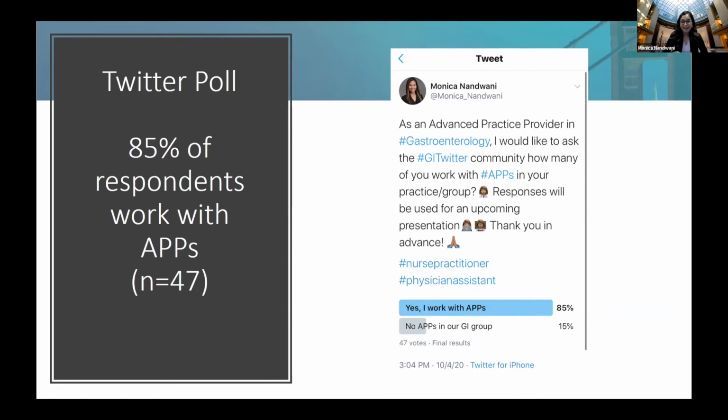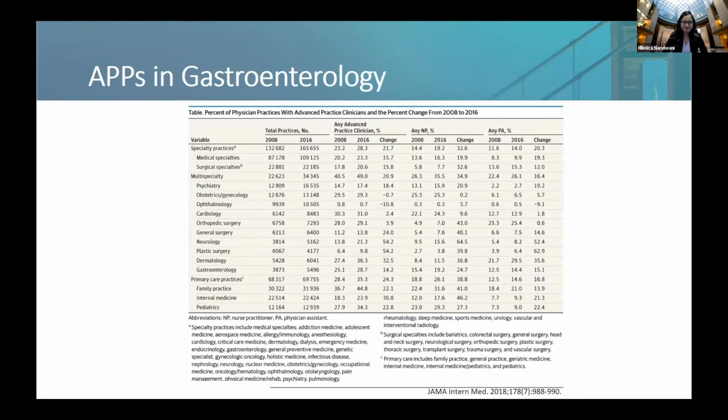Thank you in advance. And I was actually very surprised to see that I had 47 respondents, despite the fact that I had just joined. And about 85% of those respondents actually said that they worked with an APP, which I thought was really great. So I thought it would be fun to share those results with all of you. And I know Twitter is not that scientific, so I'll show you a little bit more thorough data here.